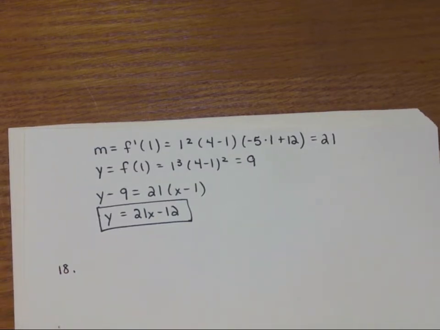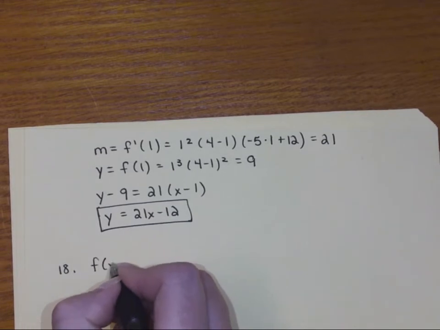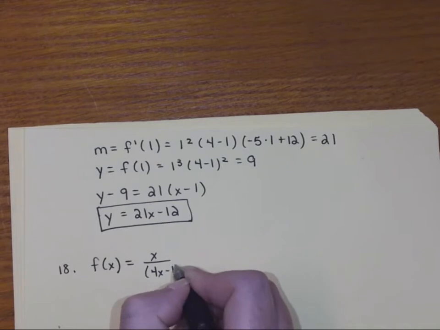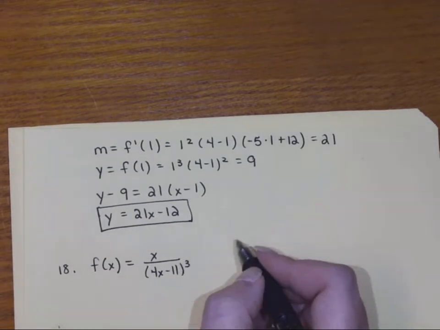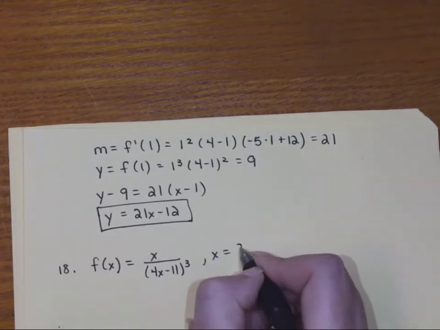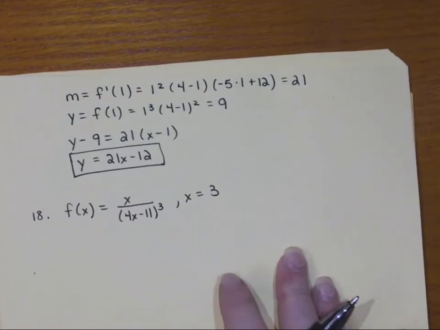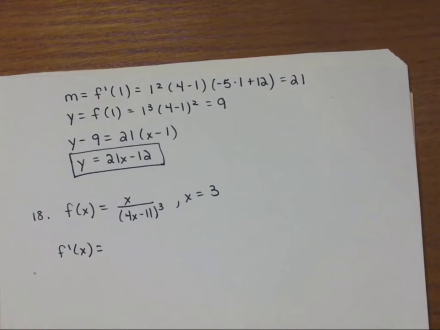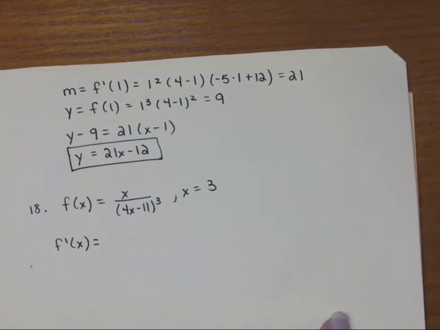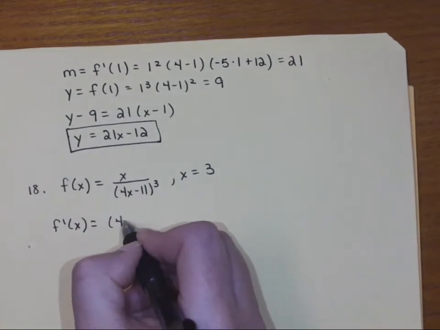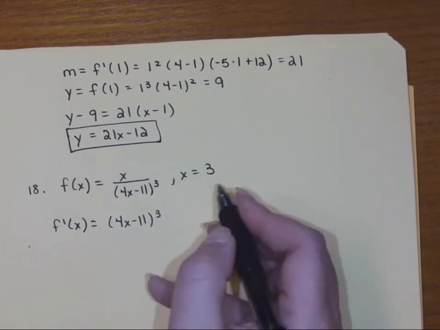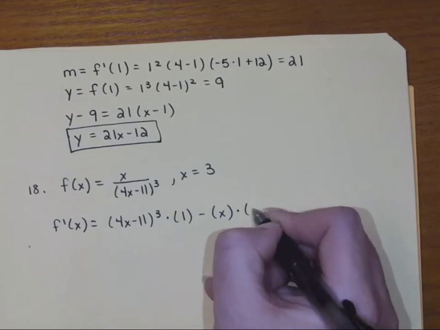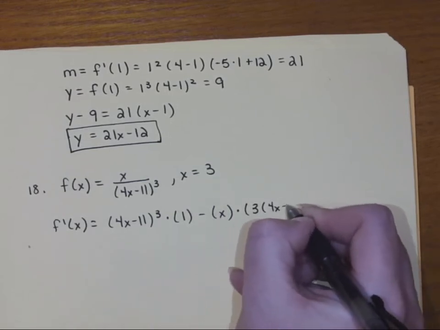All right, number 18, same thing, right? So f of x equals x over 4x minus 11 cubed. And we're told that x is 3. So quotient rule, have to do it, right? It's written as a quotient, so I have to do quotient rule. So quotient rule is bottom times derivative of the top minus the top times the derivative of the bottom.